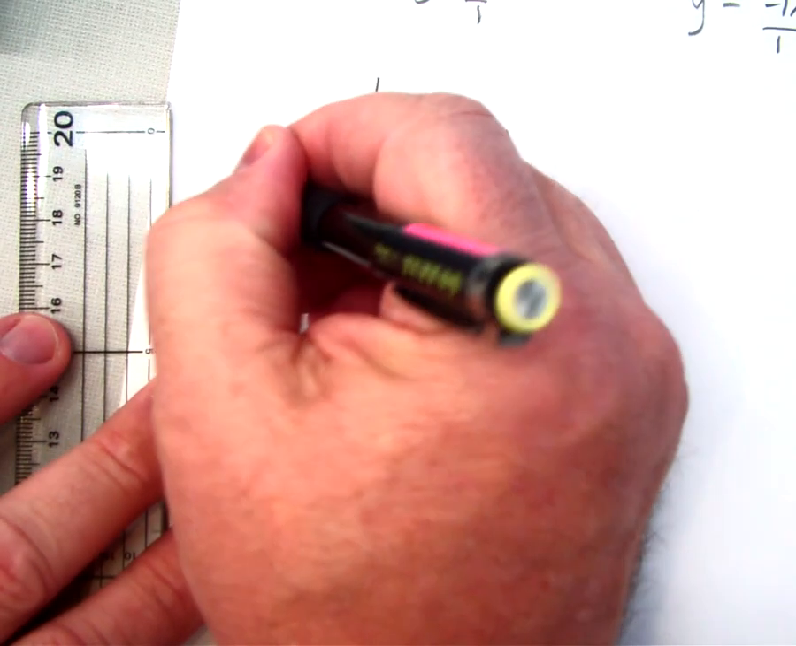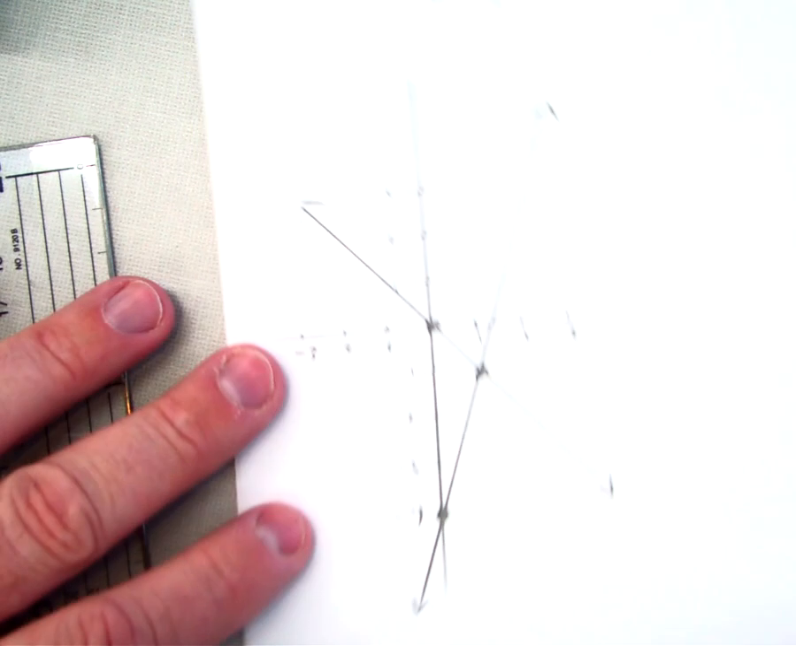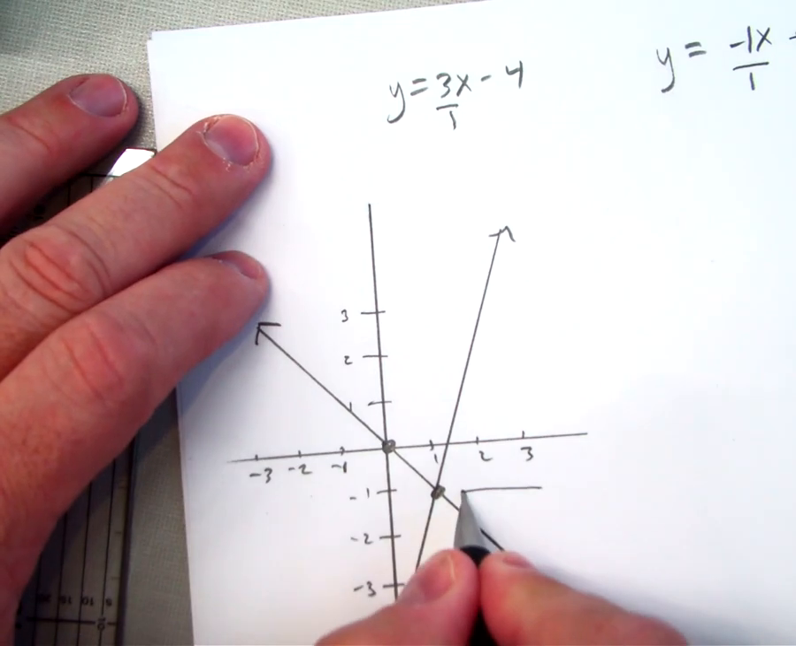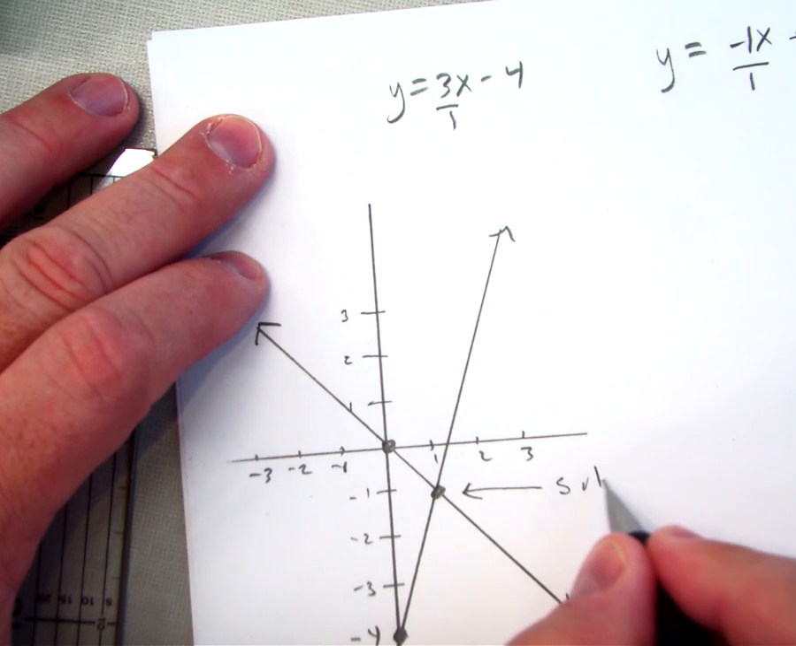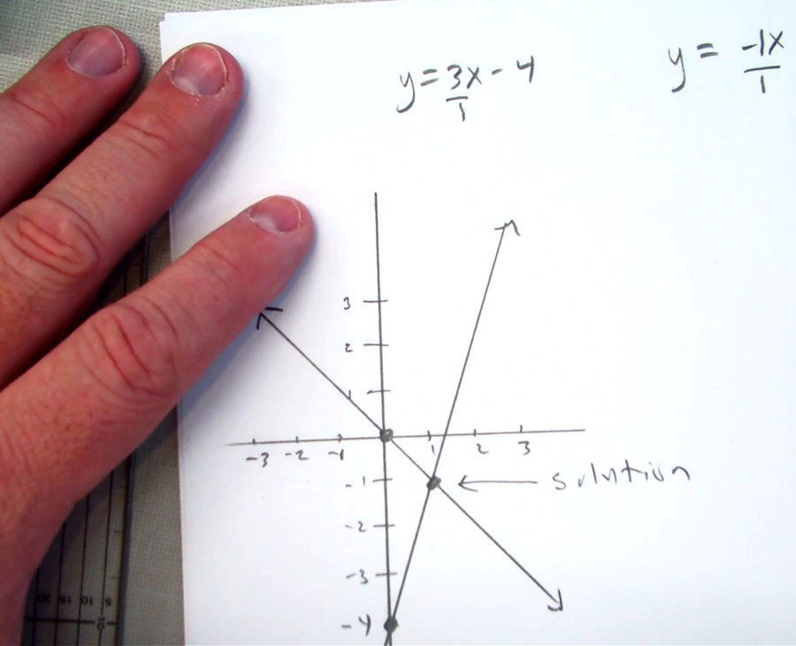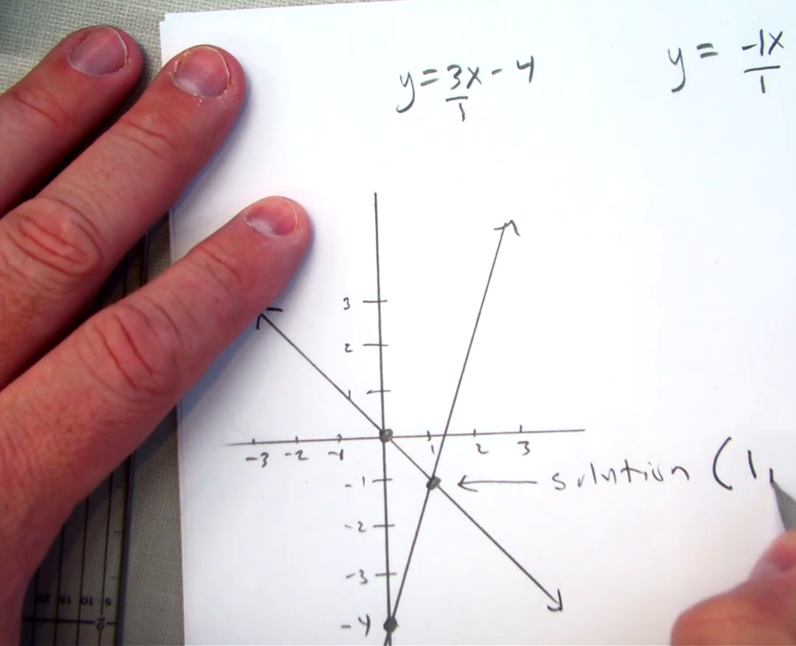So what we have here then is a system of equations. That's two equations, and they're both graphed. The solution is the point where these two lines cross at 1, negative 1.